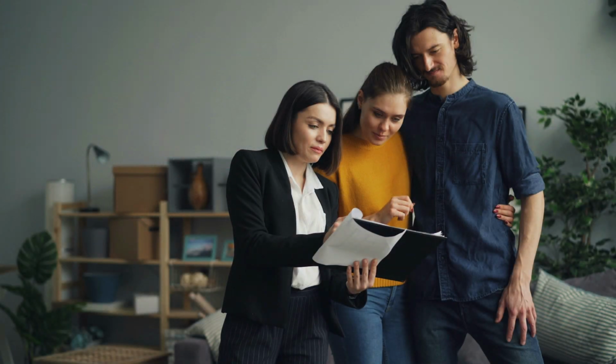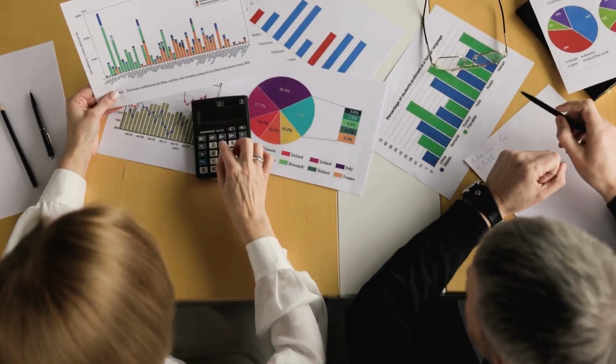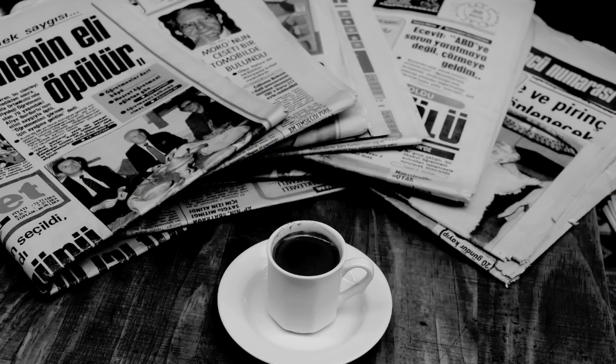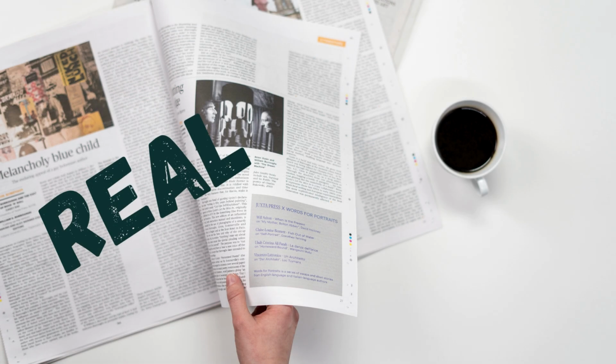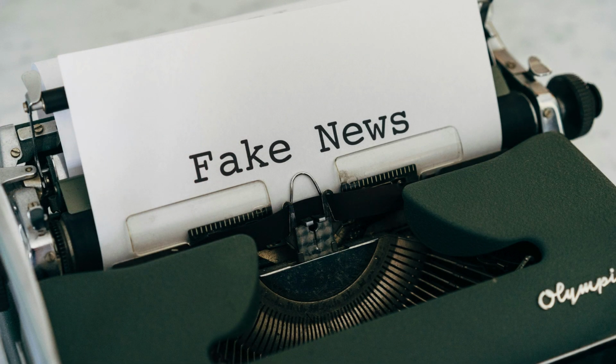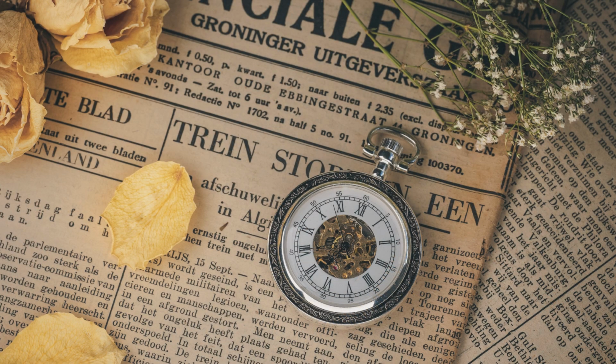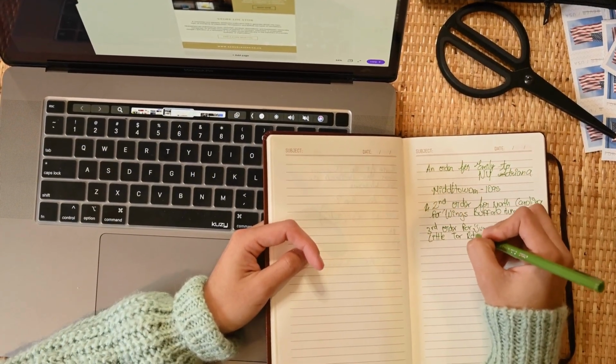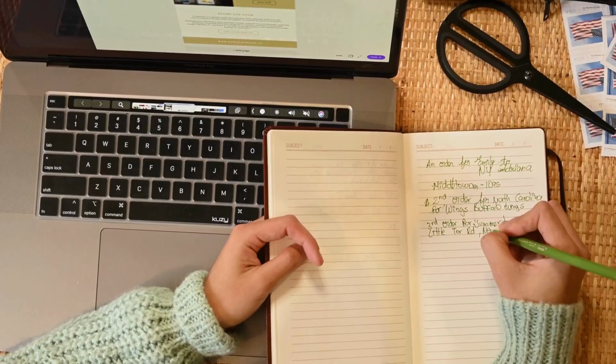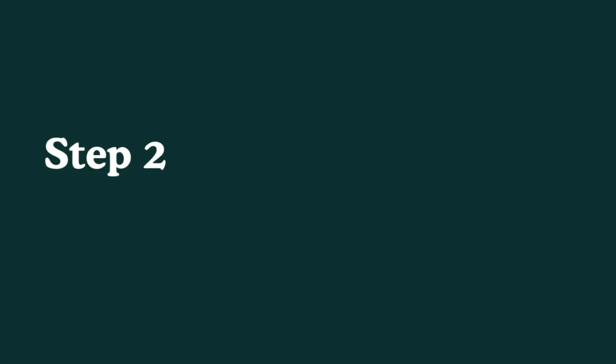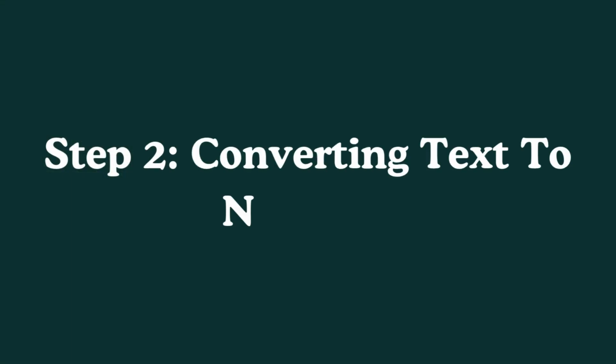Step 1. Learning from real and fake examples. First, we give our AI a dataset, a huge collection of news articles. Some are real, verified news. Others are fake, misleading stories. Each article is labeled as real or fake. By studying these examples, the AI starts to learn the difference between the two.